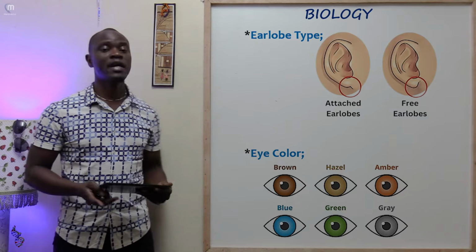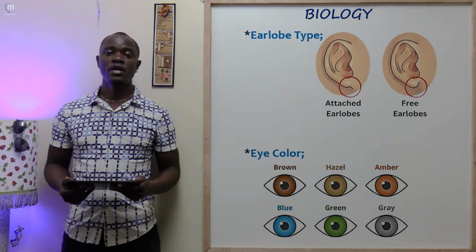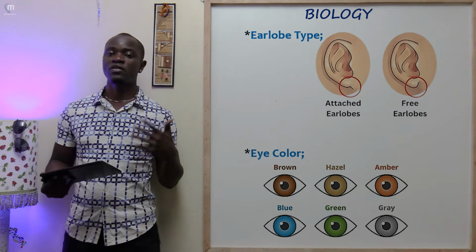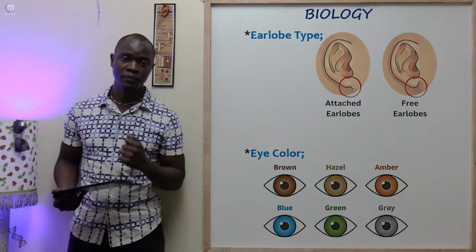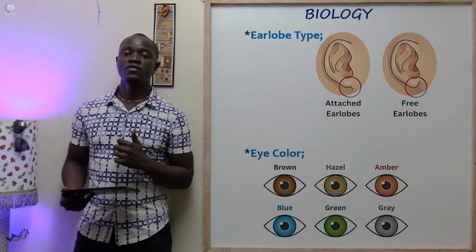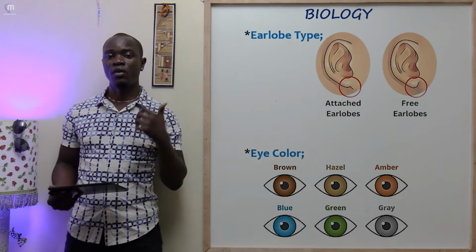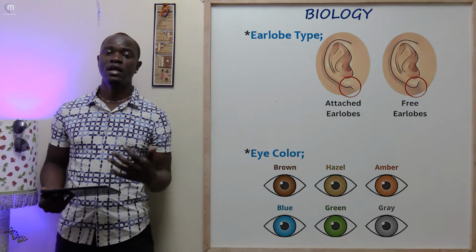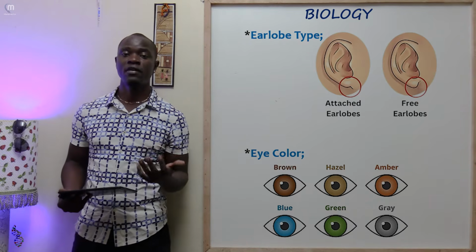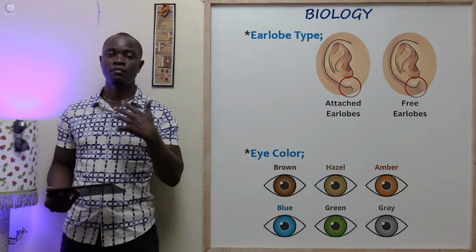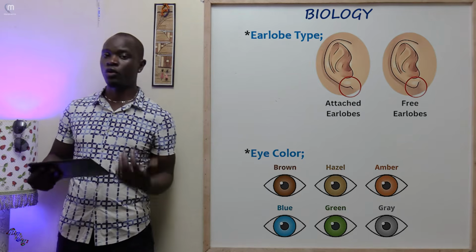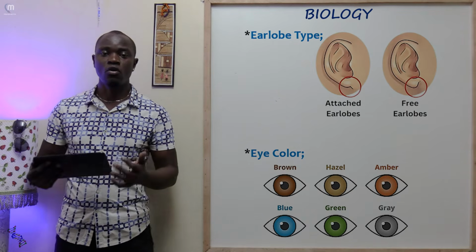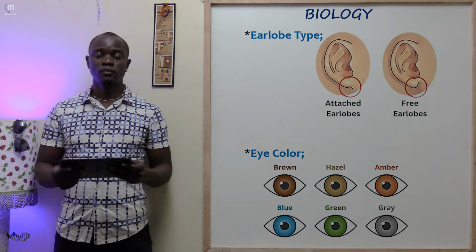Apart from that, you have eye color and many more. There are even over 500 different discontinuous variations. These are just examples. So remember, in discontinuous variation, there is a very wide gap in characteristics that is observed in a population. It's either you have it or you don't. It's either you can do it or you can't do it.